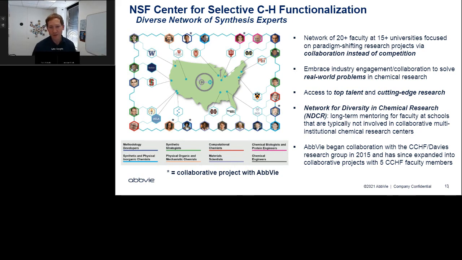And they also champion a number of really important initiatives, such as the Network for Diversity in Chemical Research, which provides some long-term mentoring for faculty at schools that may not normally have opportunities to be engaged in this kind of collaborative multi-institutional research center.